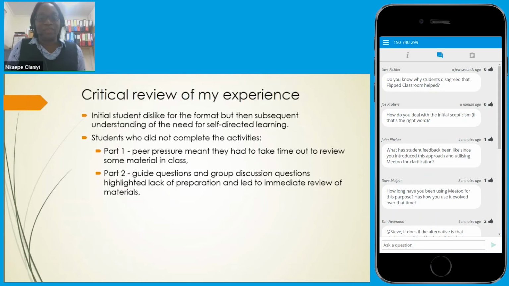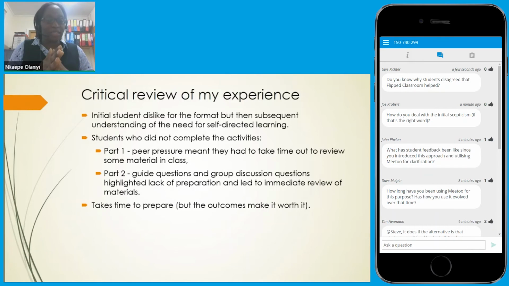Same thing for where the guide questions played a part. Having that group discussion on the questions before I threw up the answers on the board, again, highlighted lack of preparation. By the time we had the next class, they were more prepared. So that peer interaction is really important. It does take time to prepare, but like I've shown, the outcomes are worth it.